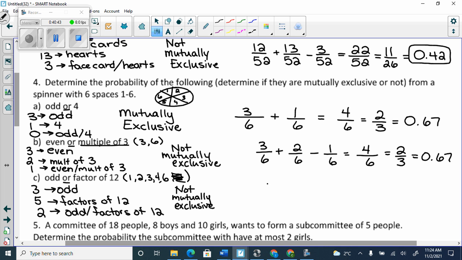So we're going to go 3 out of 6 for odd, plus 5 out of 6 for factors of 12, minus the 2 numbers that overlap. And so it's over 6. And I go 3 plus 5 is 8, minus 2 is 6. Wait, the probability is 1? How is that possible? Odd or factors of 12 actually cover every number, correct? So that's why it's 1 out of 1, or 6 out of 6, right?